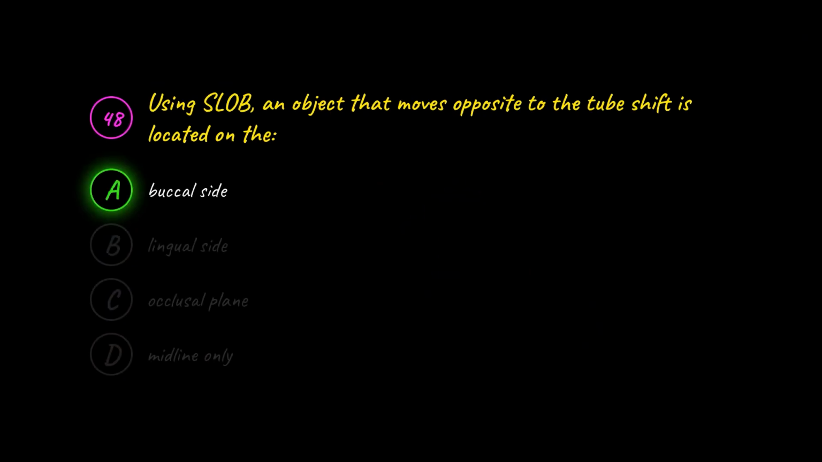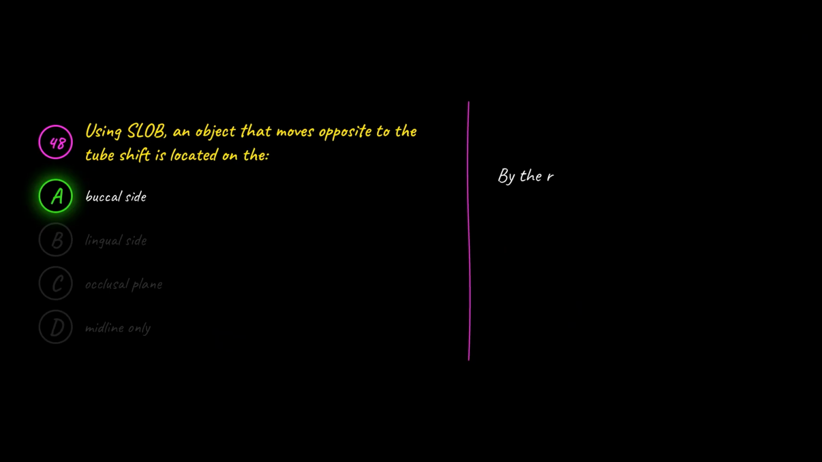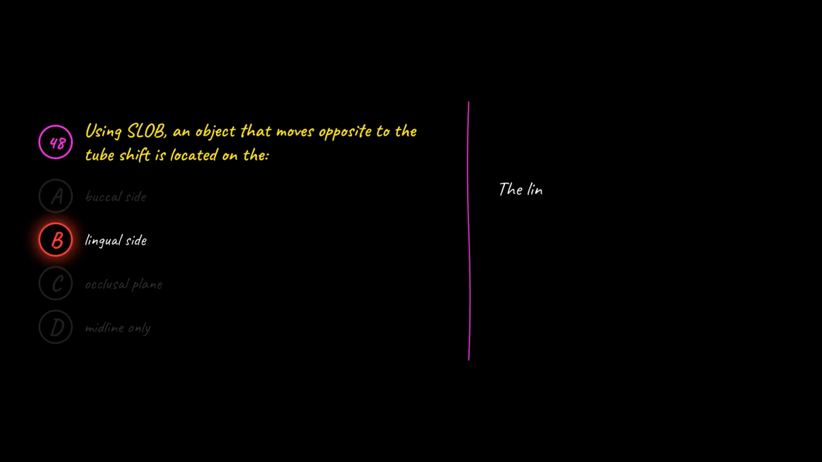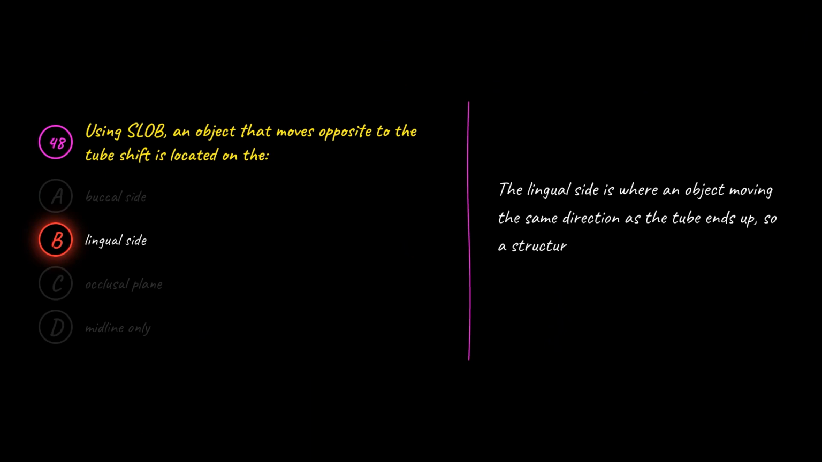The correct answer is A. Buccal side. A is correct because by the rule, opposite means buccal. An object that appears to move against the direction of the tube shift sits on the buccal or facial side, away from the tongue. B is wrong because the lingual side is where an object moving the same direction as the tube ends up. So a structure moving opposite the shift is the buccal one, not the lingual.